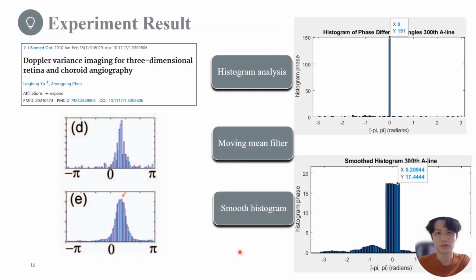Okay, this slide compares the result of my histogram analysis with the paper. On the left is the paper's result, the result of the histogram analysis, and the result smoothed by the moving mean filter. And the graph on the right side displays the outcome of my histogram analysis and the graph after applying a moving mean filter. For example, we take 0.20944 as the bulk motion phase between the two A lines and correct it on the J+1 A line.